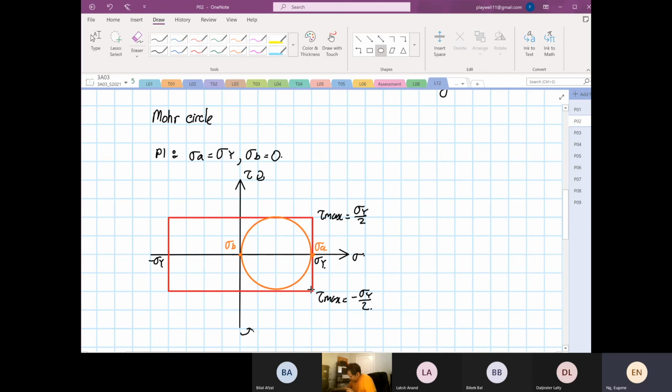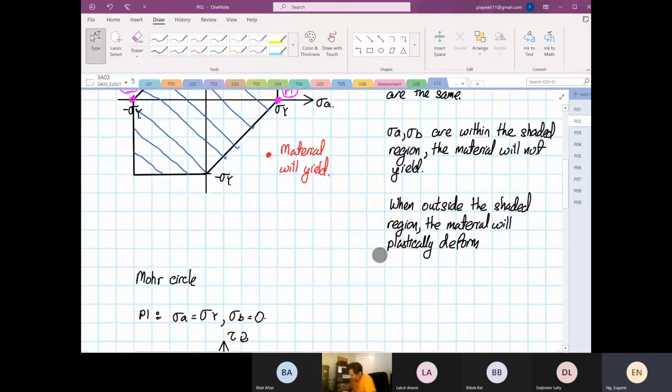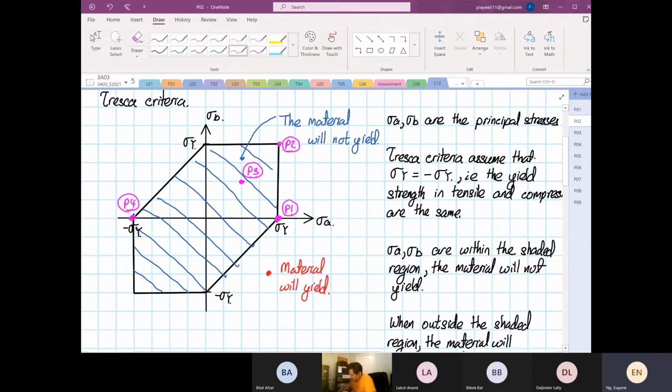Can see down here. Okay, so the material will not yield, or it's at the boundary. This is at the limits already, right? So if we look at point number 2 now, point number 2 is interesting.